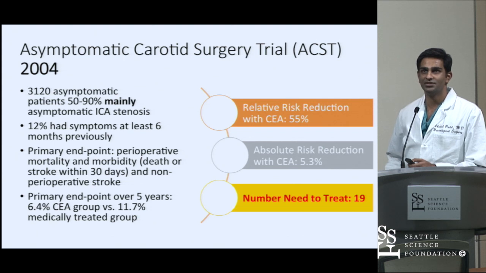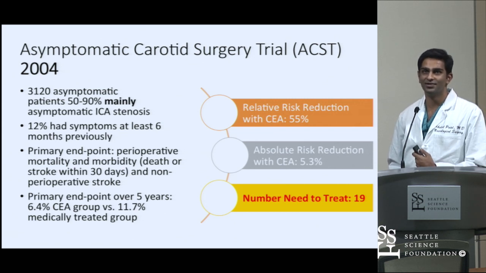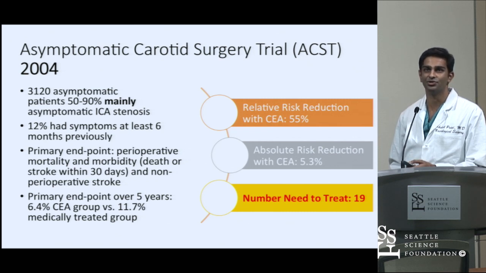The ACST came a bit later, although the data was collected during the same time period. And again, they had all the bells and whistles of a randomized controlled trial, looking at asymptomatic patients, either treating them with endarterectomy or best medical management. What's interesting, again, they don't really mention this, but if you go through the details of the paper, or look at the supplementary material, not all the patients were asymptomatic in the trial. They were mainly asymptomatic. And if you look back at the numbers, 12% actually had symptoms before the actual trial started. So there's that bias or that issue with the paper in itself.